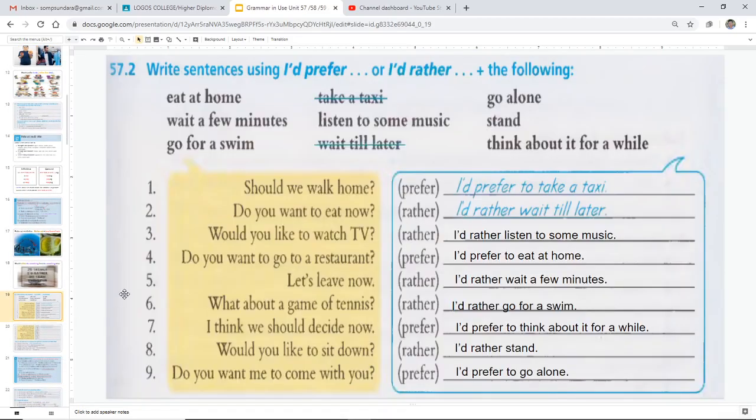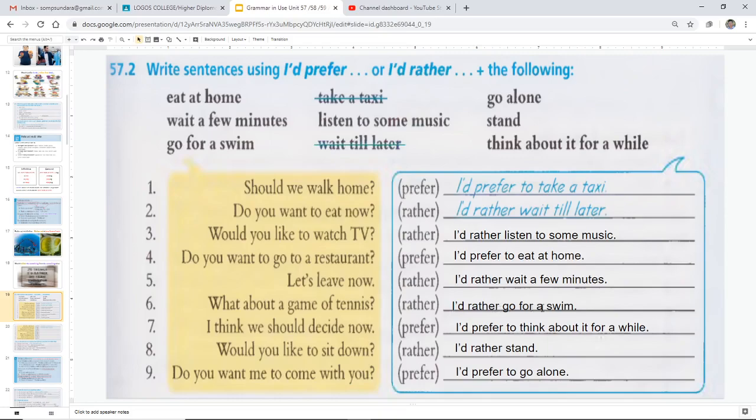All right, 57.2, here's your answers. And all you had to do here was use these. If it's prefer, you use the infinitive. If it's rather, only the base form of the verb.